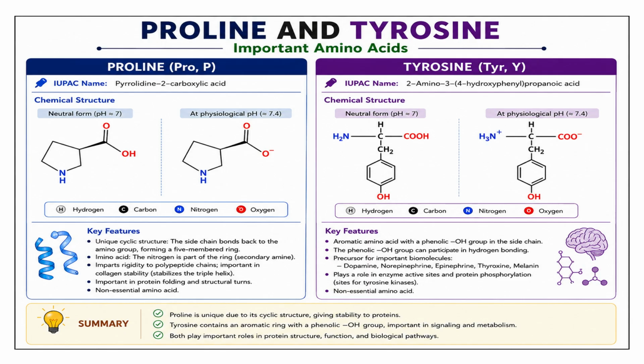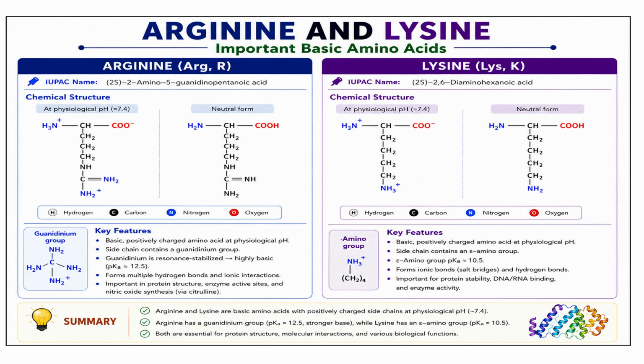At physiological pH 7.4, both amino acids predominantly exist as zwitterions, with a positively charged amino group, NH3+, and a negatively charged carboxylate group, COO-. Proline is especially important for protein structure and backbone flexibility, whereas tyrosine has important roles in protein function, signaling, and metabolism. Arginine and lysine.